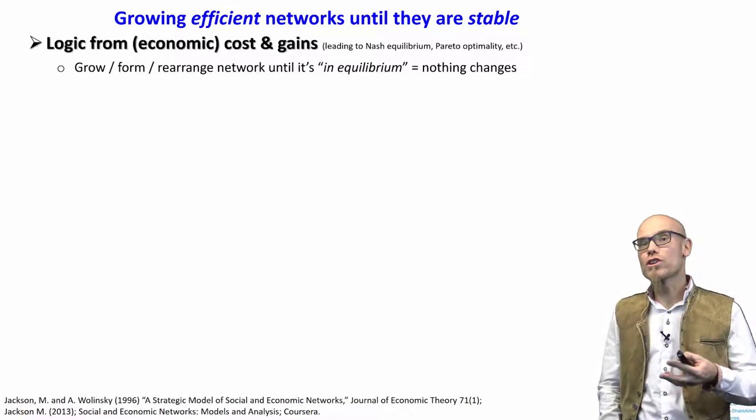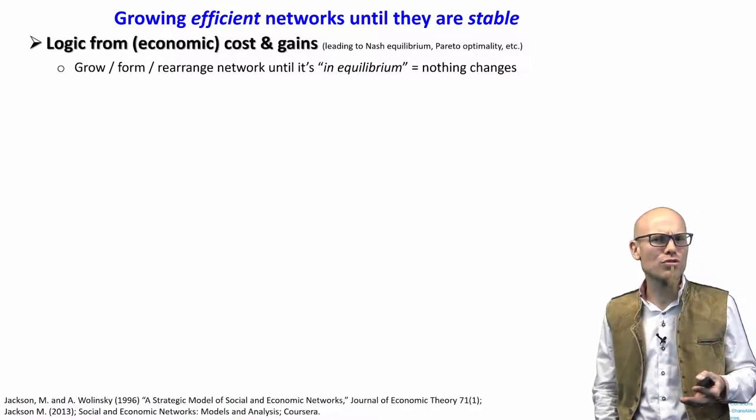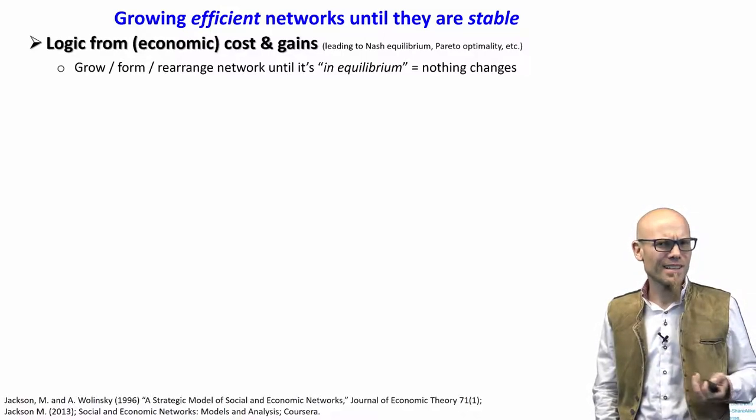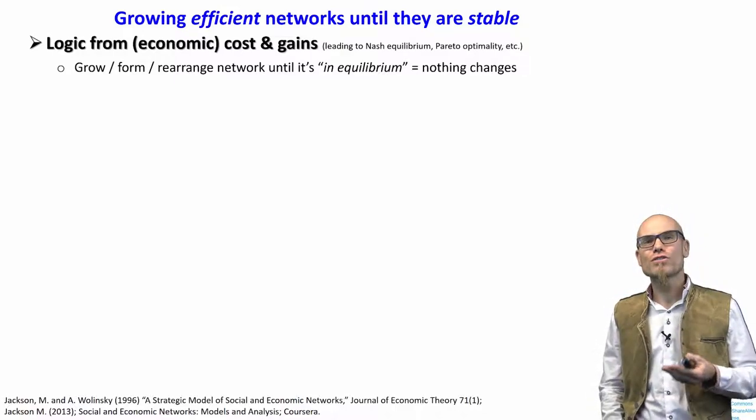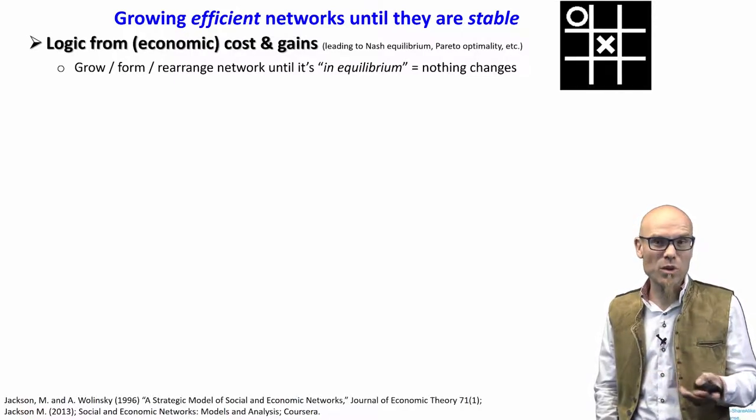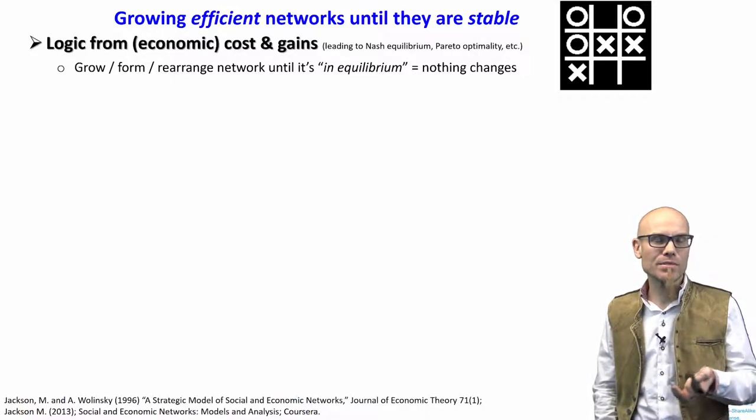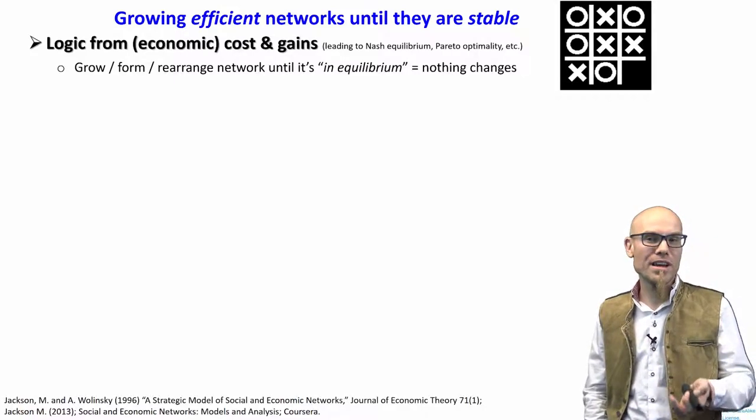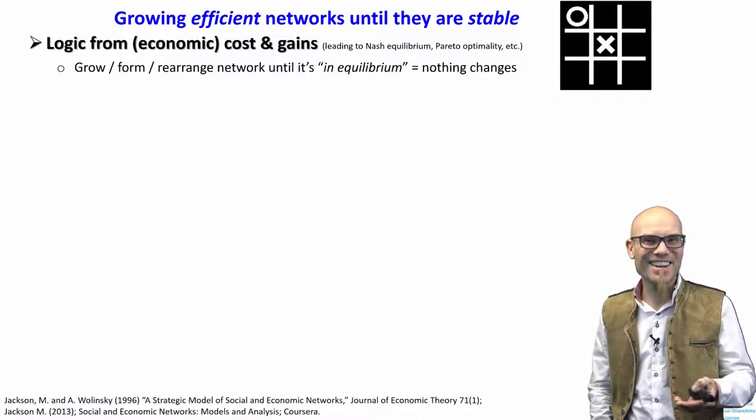Often in social negotiations, you can think about it that nobody can actually improve their position at the point of a stable equilibrium. Think about it like tic-tac-toe. Here you play tic-tac-toe, and then a stable equilibrium would be either that one of the parties wins or that you have a tie. For example, just like right now, you have a tie, and then you're in equilibrium. You're basically in deadlock.